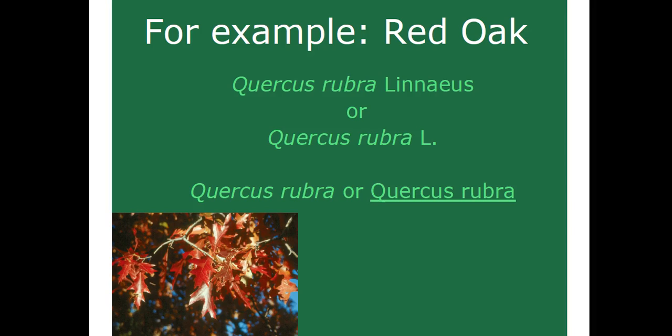So let's go back to our red oak example. Quercus rubra was named by Linnaeus. So in many texts they write red oak as Quercus rubra with an L after it, honoring Linnaeus, and it is either italicized or underlined, especially for handwriting it.